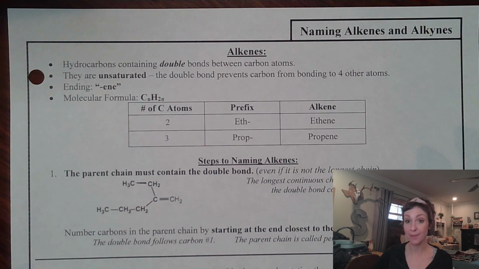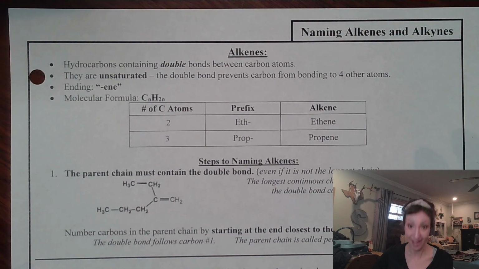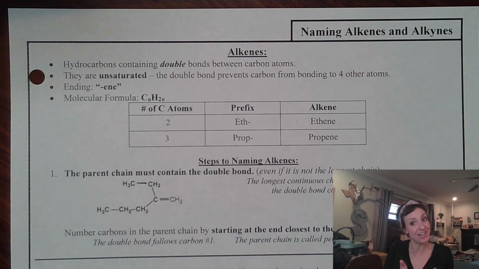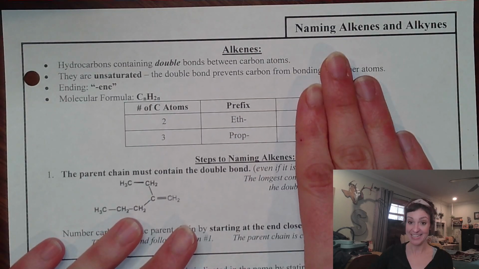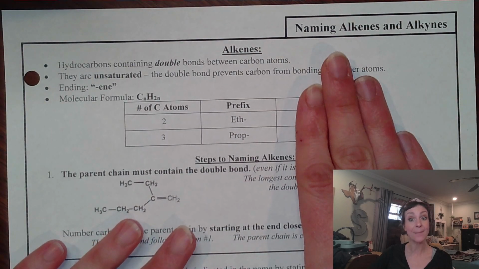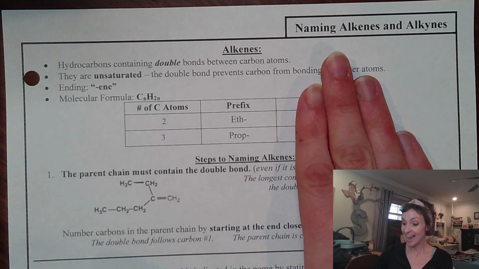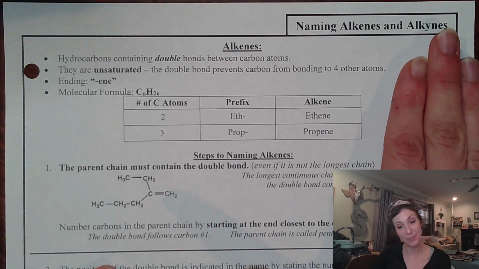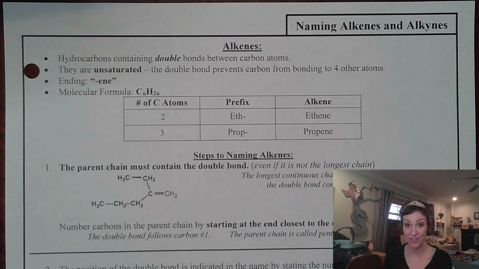Today we're going to talk about alkenes and alkynes. So this is an extension from our lesson on naming alkanes and even naming branched alkanes. Once again, an alkane is a hydrocarbon where the carbons are all connected with single bonds. An alkene is a hydrocarbon where I may have some double bonds in there. And an alkyne is a hydrocarbon where I may have some triple bonds in there. So we're going to talk about both of these things.